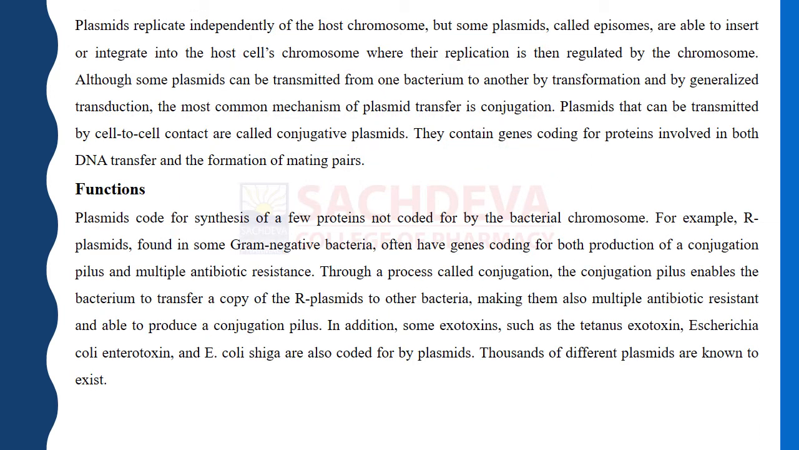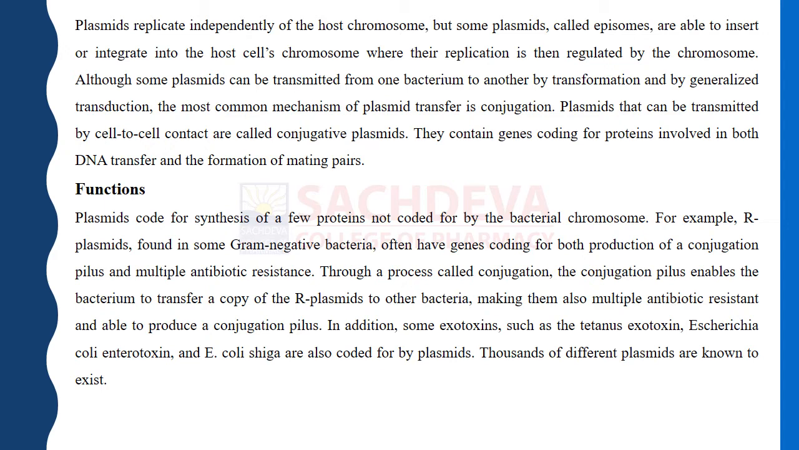Plasmids replicate independently of the host chromosome, but some plasmids called episomes are able to insert or integrate into the host cell's chromosome, where their replication is then regulated by the chromosome. Although some plasmids can be transmitted from one bacterium to another by transformation or by generalized transduction, the most common mechanism of plasmid transfer is conjugation. Plasmids that can be transmitted by cell-to-cell contact are called conjugative plasmids. They contain genes coding for proteins involved in both DNA transfer and the formation of mating pairs.